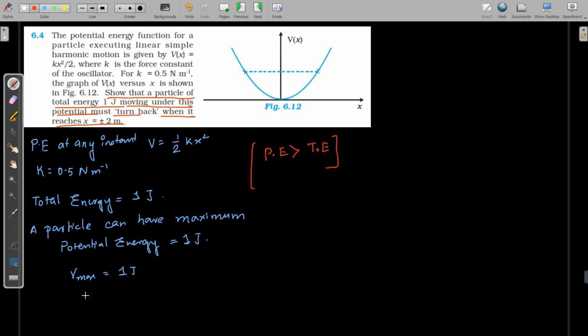So what is Vmax? We can write the expression of potential energy: half k x square is equal to 1. The k value is how much? 0.5. x square is equal to 2. So from here we can write x square is equal to 2 divided by 0.5. So 2 by 0.5 means what?